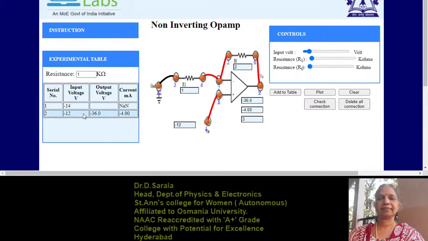If you give negative voltage, you are getting negative voltage. Unlike the inverting, where there was a change in sign, there is a 180 degrees phase difference. Here, there is no difference. Minus 7, 3 times, so minus 21. Let me try to give 1 volt. So 1 volt when you give, the output you are getting is 3. Plus 1, plus 3. 5, 15.